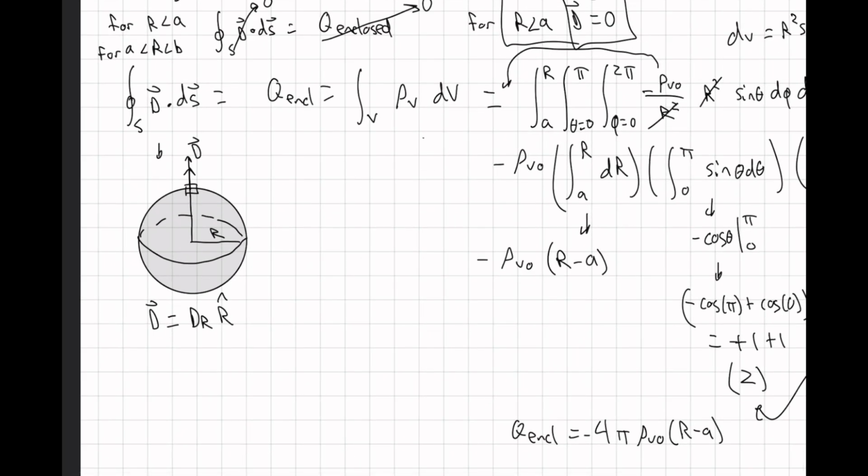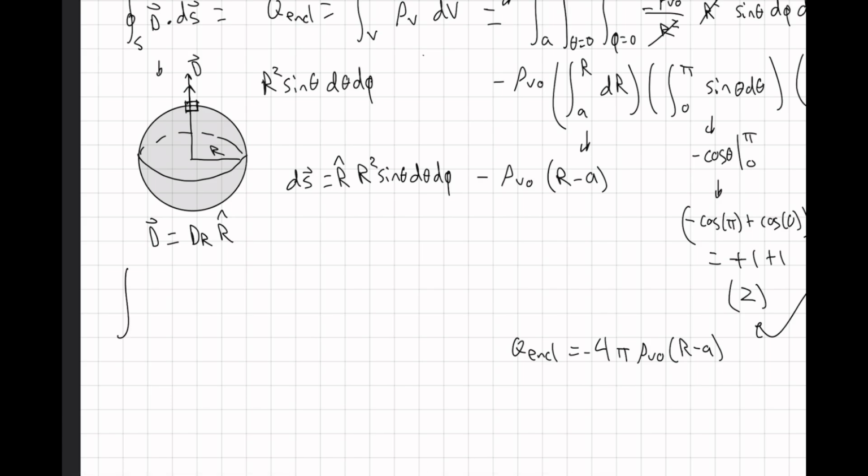We know that the flux is going to point outwards, and that's going to be in the same direction as dS. We know dS is also going to be r hat. And if we take a differential surface area on a sphere, it's equal to r squared sine theta d theta d phi. So dS is r hat times r squared sine theta d theta d phi.